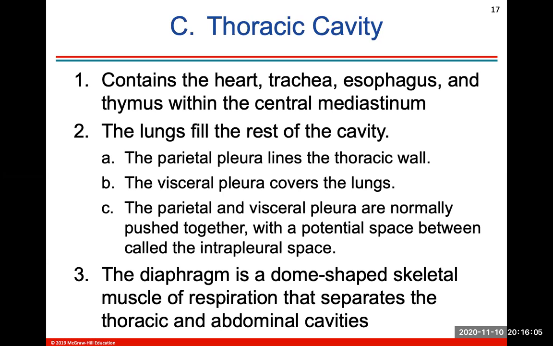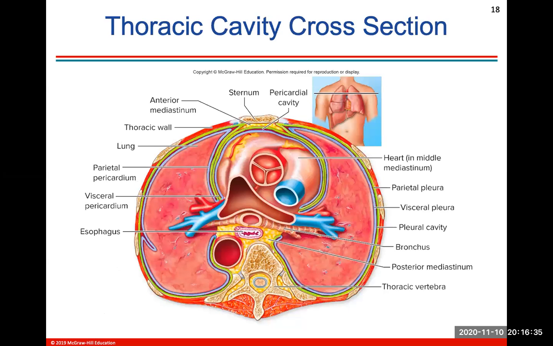So the thoracic cavity will contain your heart, your trachea, your esophagus, and thymus within the central mediastinum, and the lungs will fill up the rest of the thoracic cavity. The parietal pleura lines the thoracic wall, and the visceral pleura lines the lungs. The parietal and visceral pleura are normally pushed together with a potential space between them called the intrapleural space. The diaphragm is a dome-shaped skeletal muscle of respiration that will separate the thoracic and abdominal cavities.